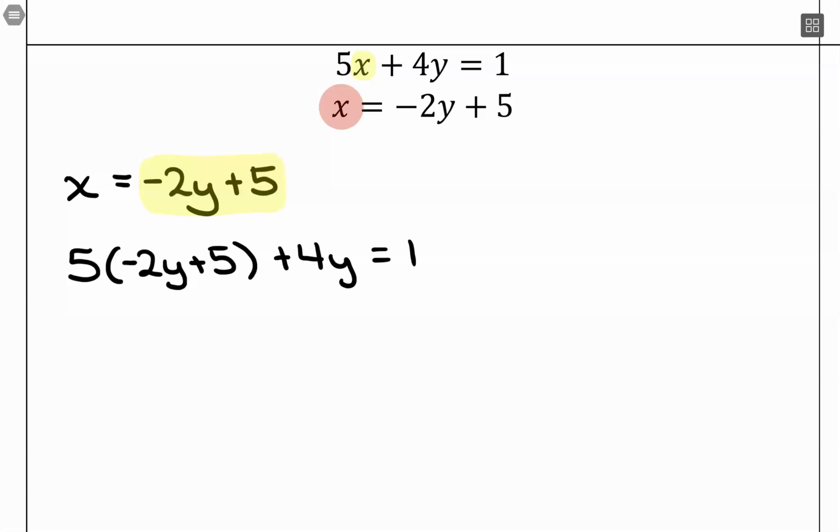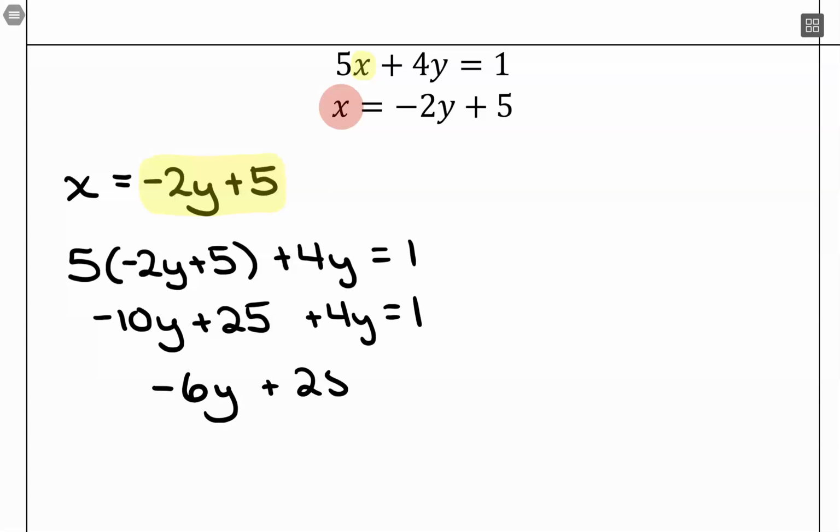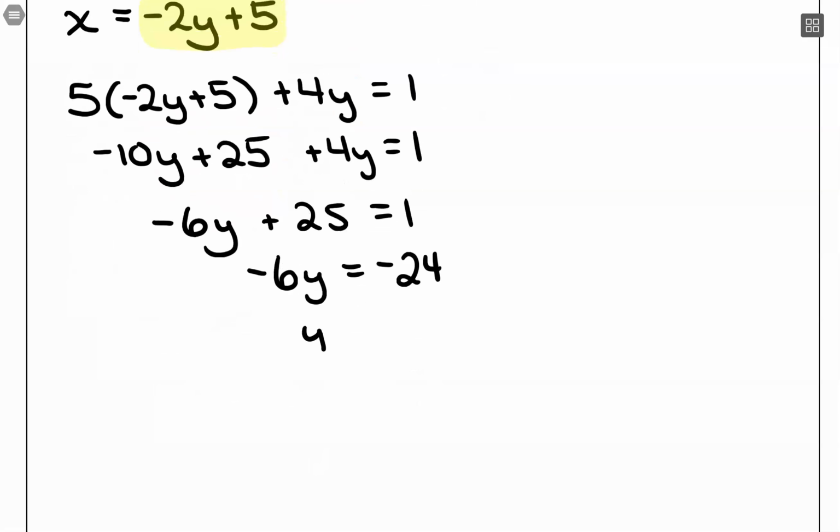So distributing the 5 in, that'll be a negative 10y plus 25, plus 4y equals 1. Negative 10y plus 4y will be a negative 6y. And then plus 25 equals 1. Subtract 25 from both sides, and that would be a negative 24. Divide by negative 6, and that'll leave us with a positive 4.